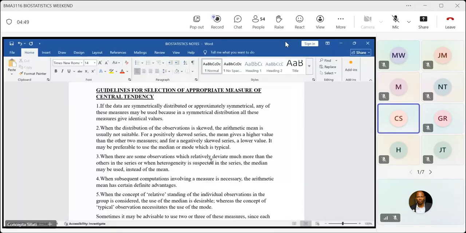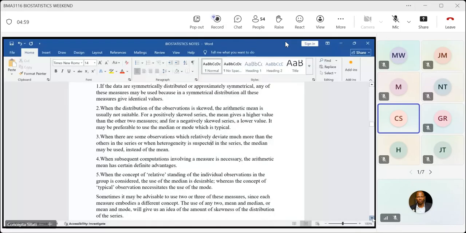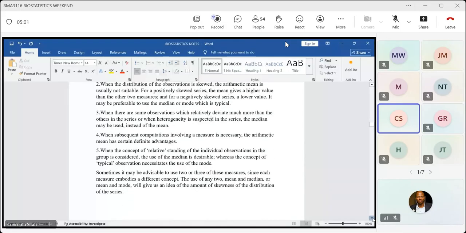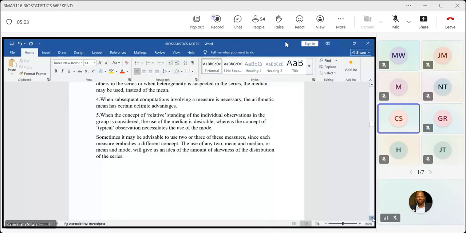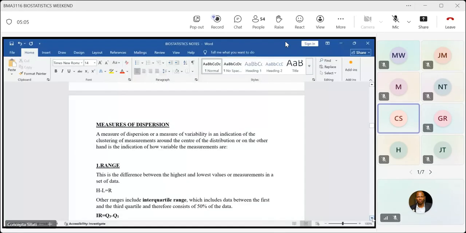Guidelines for selection of appropriate measures, measure of central tendency. That is the summary. If people need it, they can take it. Otherwise, we want to look at measures of dispersion. That is what we want to look at today.